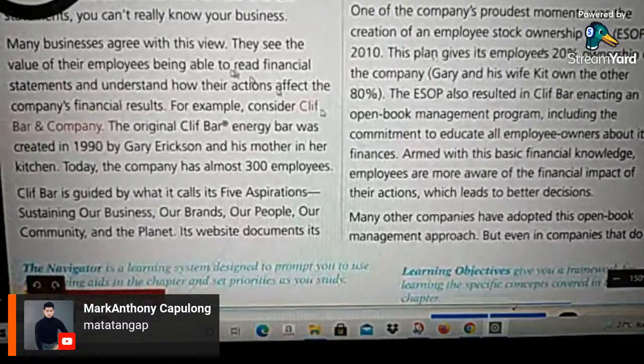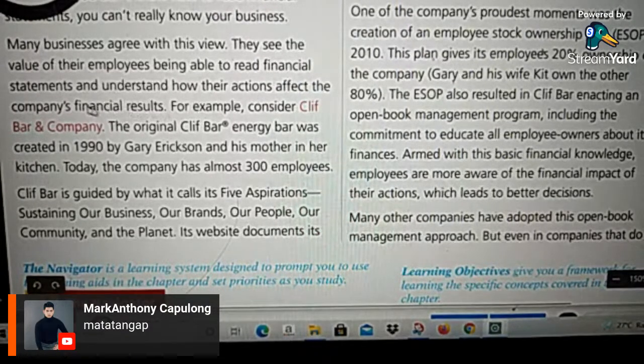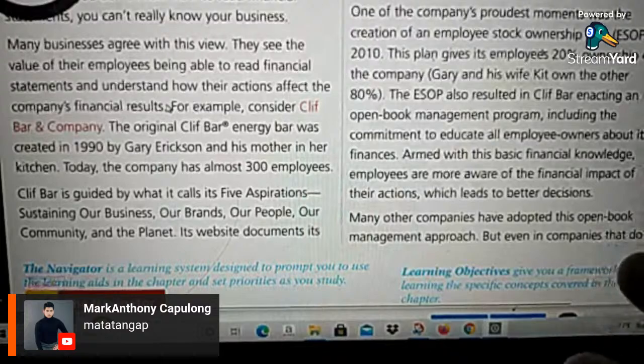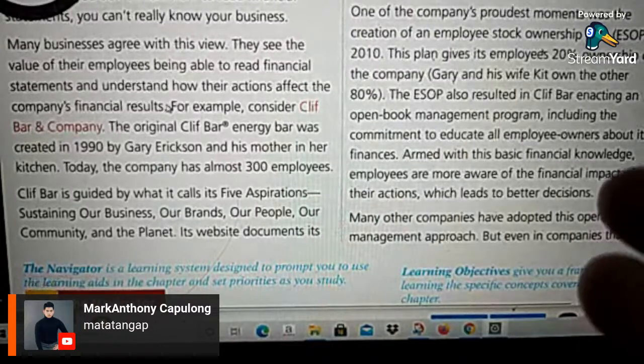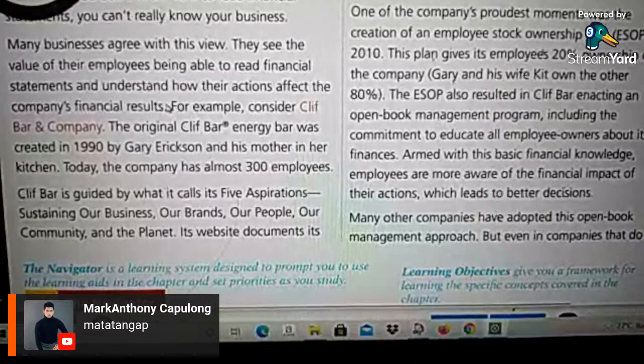Okay. Many businesses agree with this view. They see the value of their employees being able to read financial statements and understand how their actions affect the company's financial results. What do you mean by company's financial results? We mean if our company has an income or has a loss. Is there an income or a loss in one accounting period?